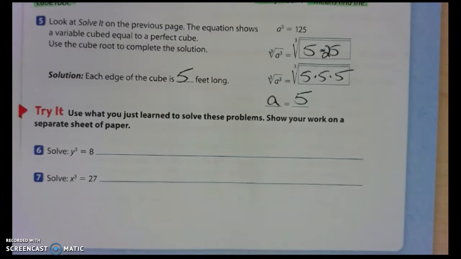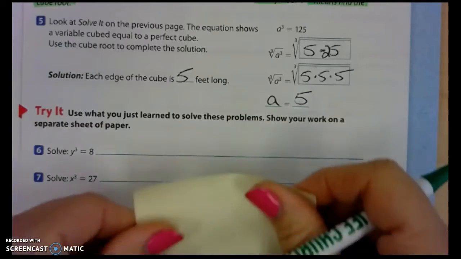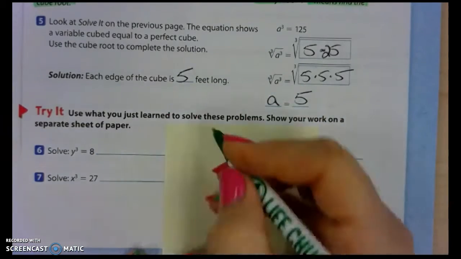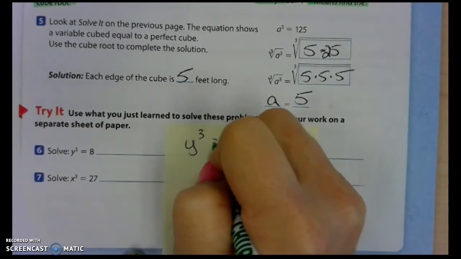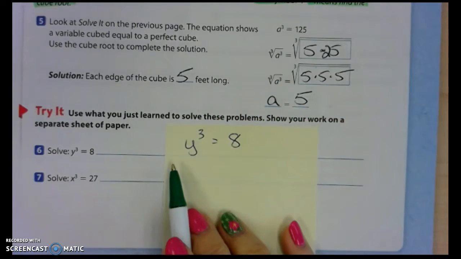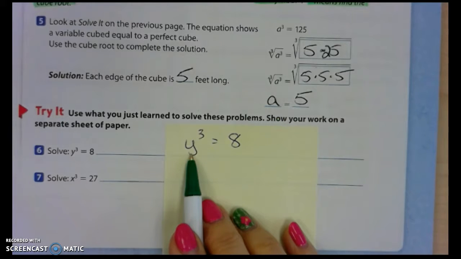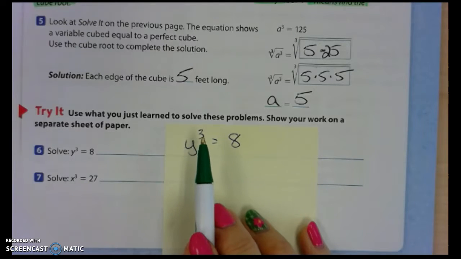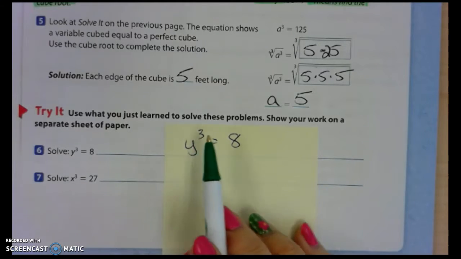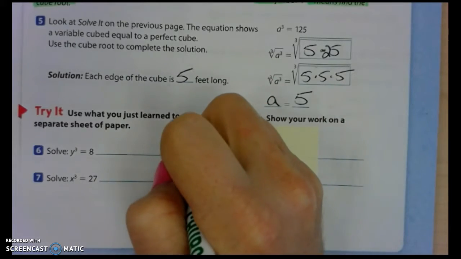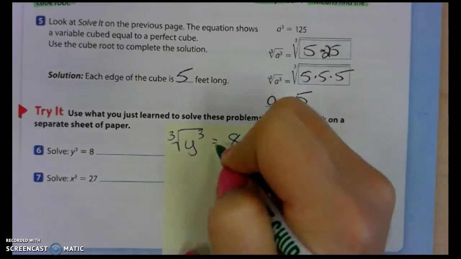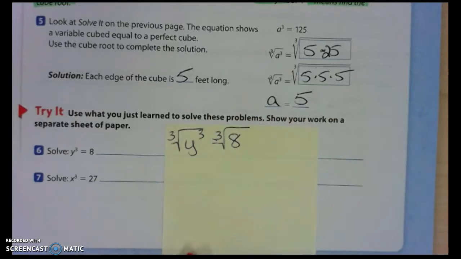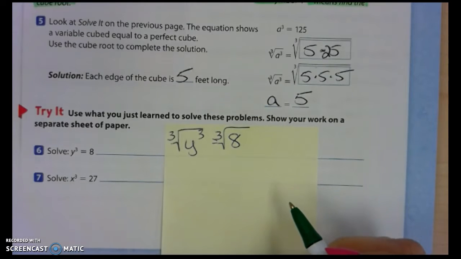On number 6, we've got y cubed is equal to 8. We want to know how much is y. Right now, we know how much 3 y's are, but we want to know how much 1 would be. The opposite of a cube is a cube root. So if we take the cube root of the left, we also take the cube root of the right, and that's going to tell us our answer.